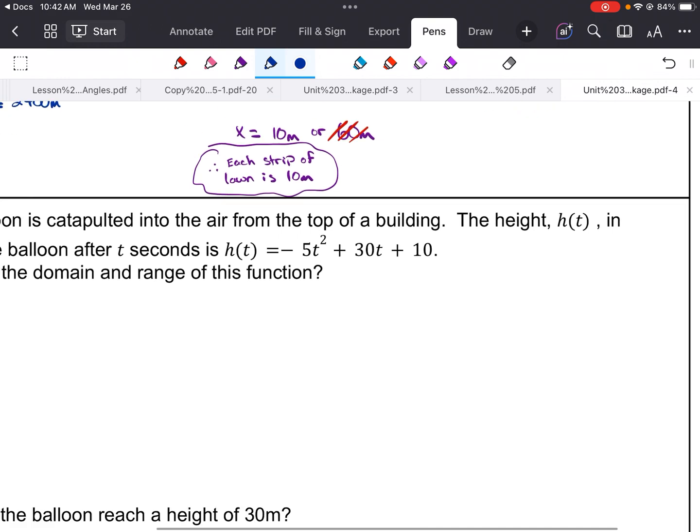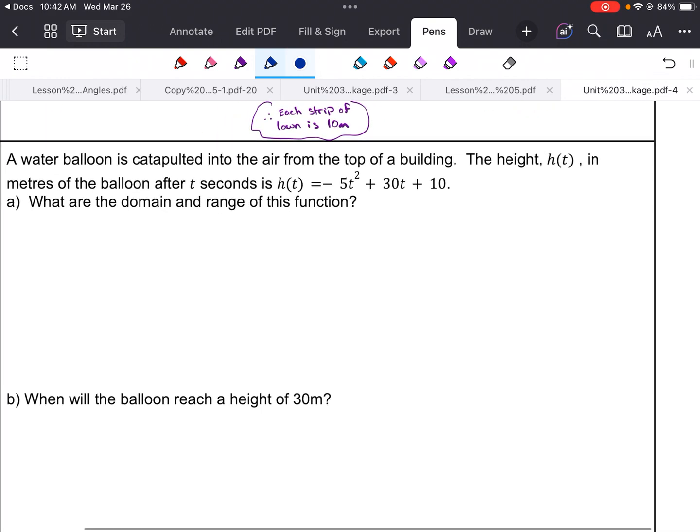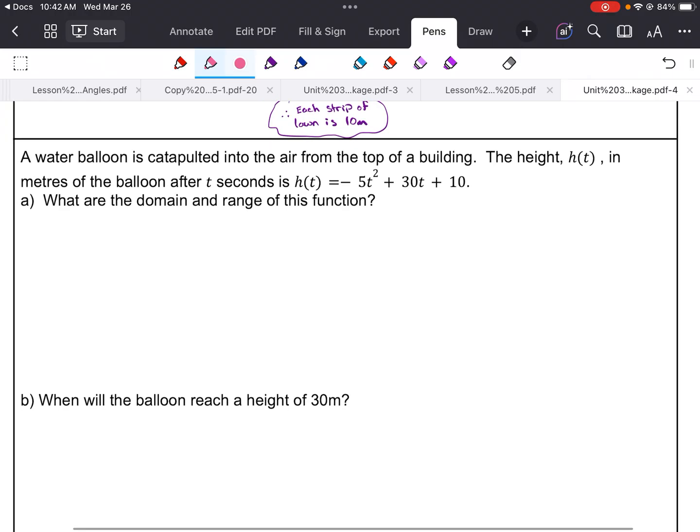Okay, last one. A water balloon is catapulted into the air from the top of a building. The height in meters of the balloon after t seconds is h(t) equals negative 5t squared plus 30t plus 10. What are the domain and range? So we need to remember for domain, we will be working with x values, so that will be the x-intercepts. And for range, you'll be working with y values, so that's the vertex.